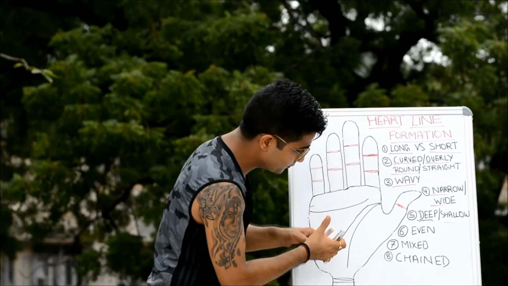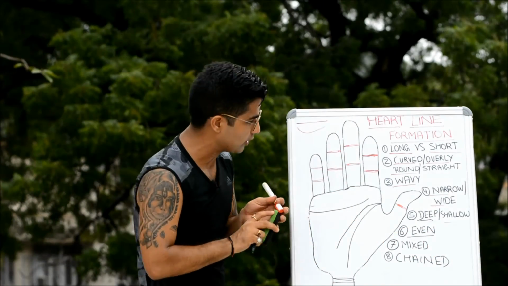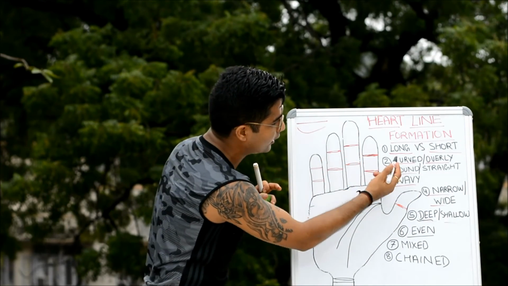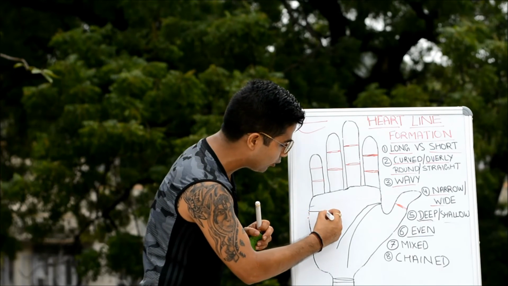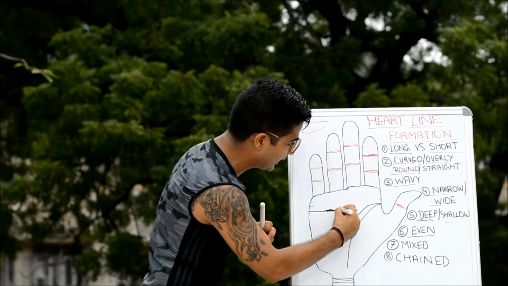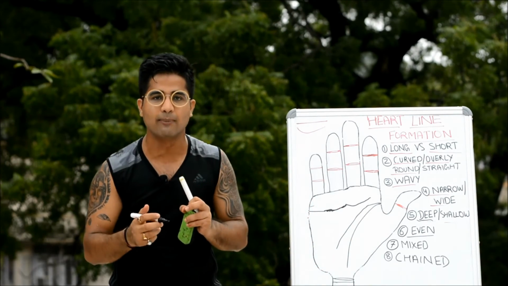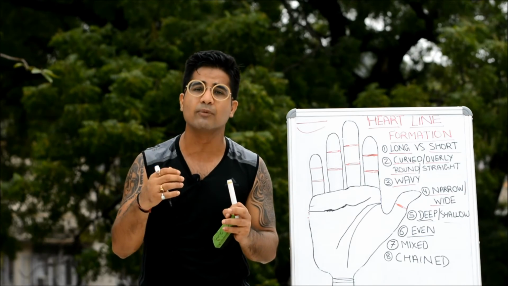Next is when you find the heart line to be of mixed kind of formation. What I mean by mixed is that somewhere you will find it to be curved, somewhere wavy, somewhere narrow, then you will find it getting wide, then getting curved. This kind of formation tells about inconsistency in someone's emotions, in someone's affections.